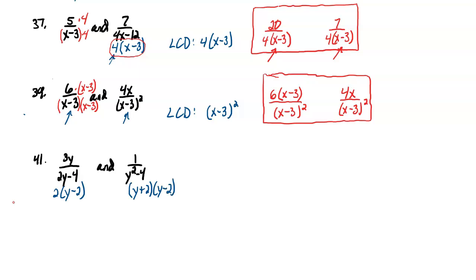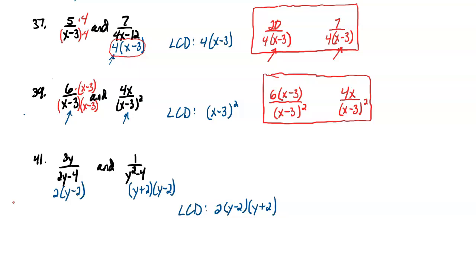Now, let's figure out what the LCD is going to contain. It needs to have all of the factors that are in the denominators. The first fraction contributes a 2. There is a y minus 2 factor that is in both denominators. And then the second fraction contributes the factor y plus 2. This is the least common denominator.